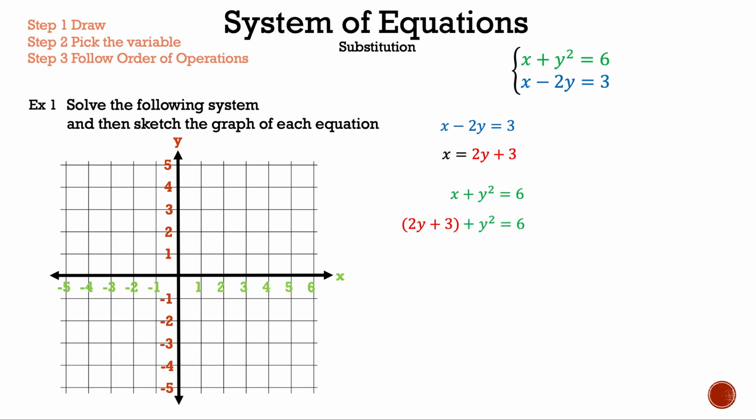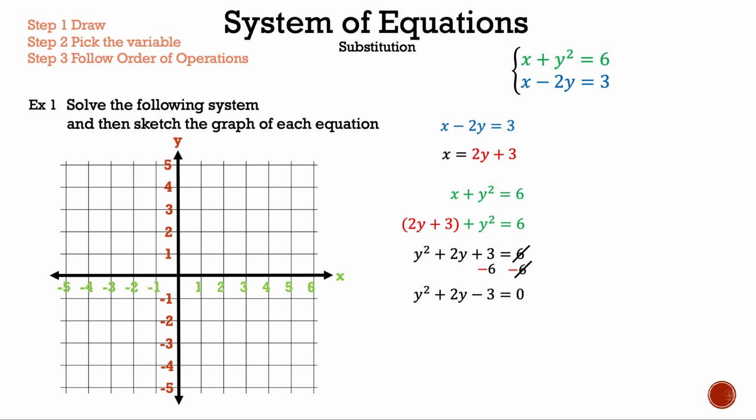We need to substitute 2y plus 3 for x. So now we have the quantity of 2y plus 3 plus y squared is equal to 6. Now, let's put the terms in order. So we have y squared plus 2y plus 3 is equal to 6. Let's subtract 6 on both sides, so we can have 0 on the right hand side. And 3 minus 6 is minus 3. So we have y squared plus 2y minus 3 is equal to 0.